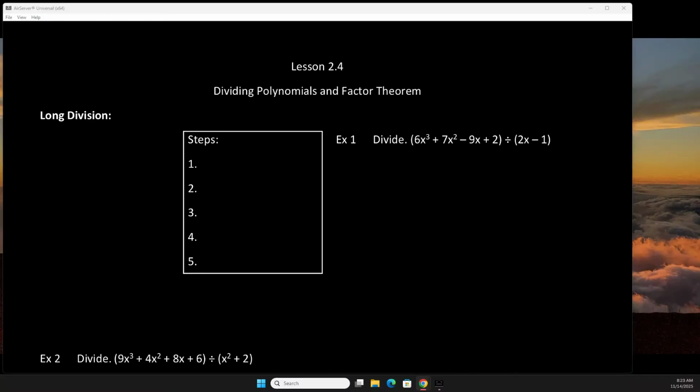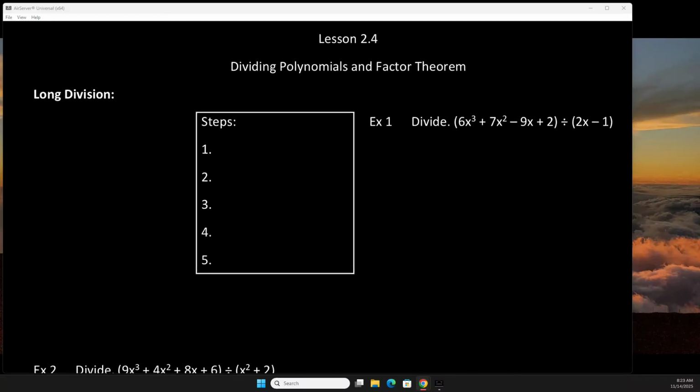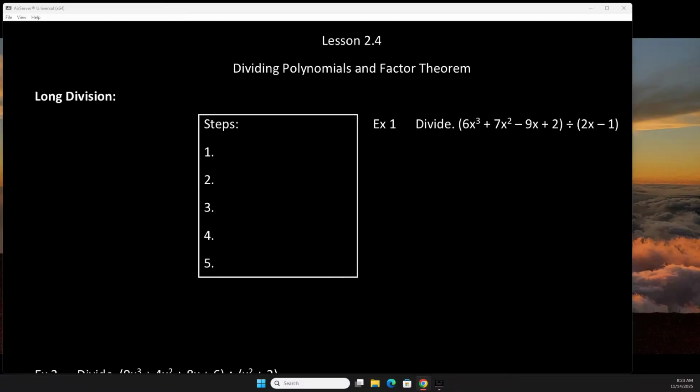So in Algebra 2, I know that you learned synthetic division, and depending on who your Algebra 2 teacher was, you may have learned long division. So I'm just going to go ahead and pretend like nobody learned long division of polynomials last year. You did learn long division in elementary school or middle school.